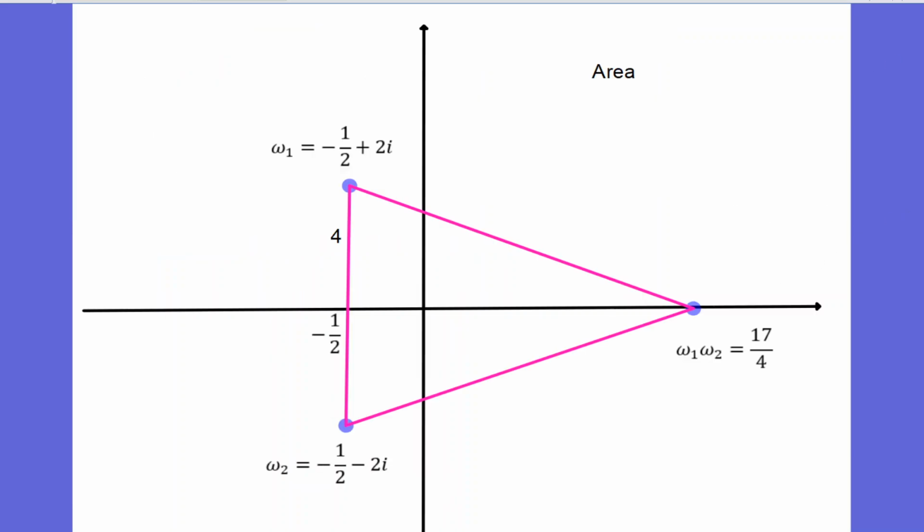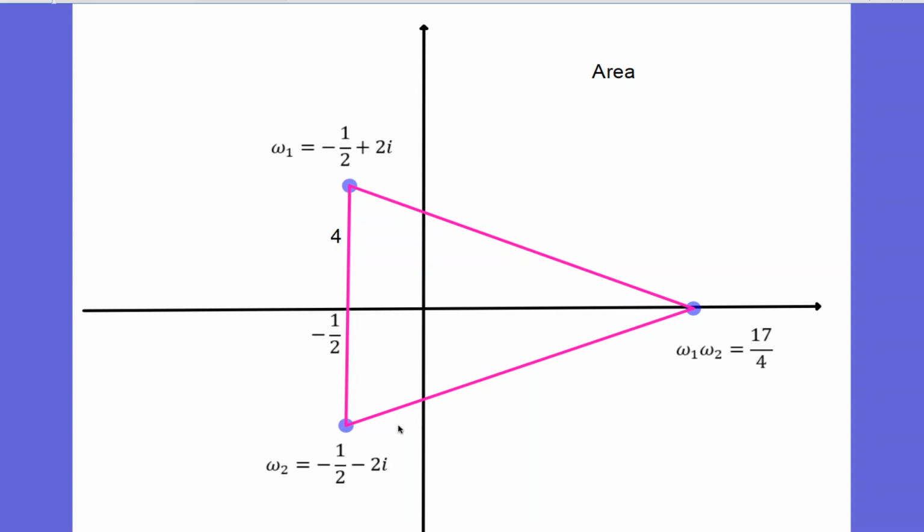And this is what it looks like. We've got omega 1 times omega 2 is pure real, and it's over there on the positive side. Of course, because it was a quadratic equation, omega 1 and omega 2 are actually complex conjugates of each other. Because it's minus a half, that's the x coordinate, the real coordinate of the 2 points. One is plus 2i, one is minus 2i. The distance between them is 4.